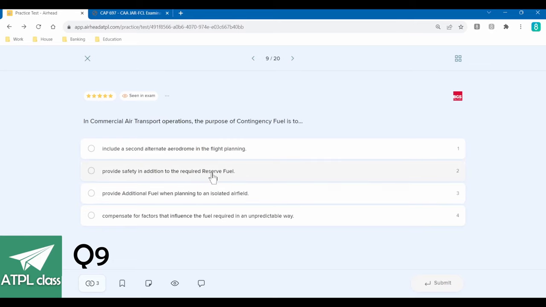In commercial air transport operations, the purpose of contingency fuel is to include a second alternate aerodrome in the flight planning. No. Provide safety in addition to the required reserve fuel. No. Provide additional fuel when planning to an isolated airfield. No. Compensate for factors that influence the fuel required in an unpredictable way. Yes, number four. It's unpredictable fuel.